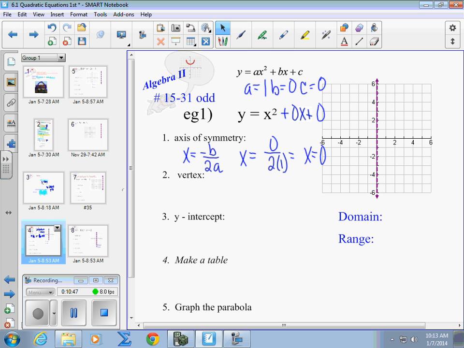The vertex, all of that mumbo jumbo that was on the vertex information, is asking you to take what you got, 0, plug it in the function. Plug it in, get 0. The vertex is at 0, 0. The vertex is always on the axis of symmetry. If your vertex is not on the axis of symmetry, you did something wrong. The axis of symmetry should be a dotted line.